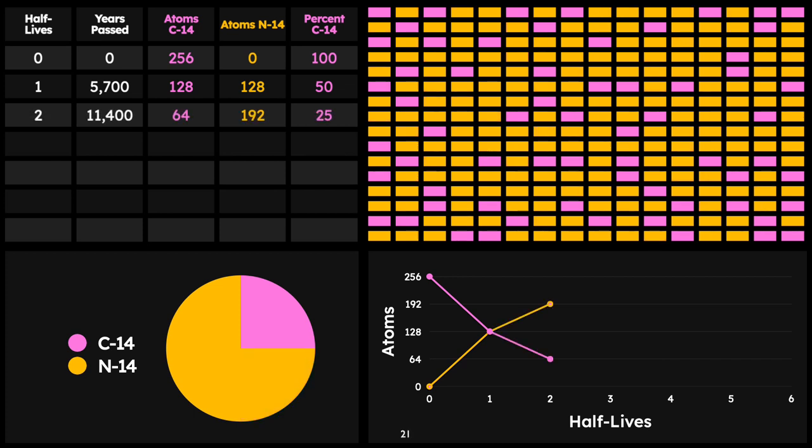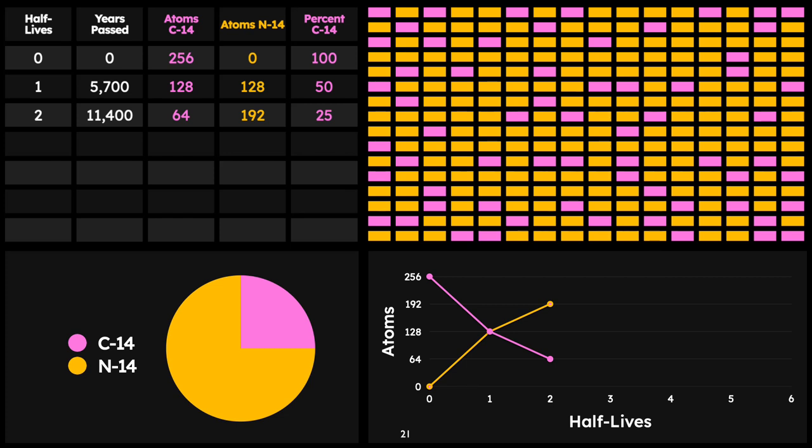Let's fast forward a second half-life. Now, another 5,700 years have passed, so a total of 11,400. We cut our carbon in half again, from 128 cut in half to 64. Those 64 atoms, again, didn't disappear, rather they decayed into nitrogen. So the amount of nitrogen has increased.